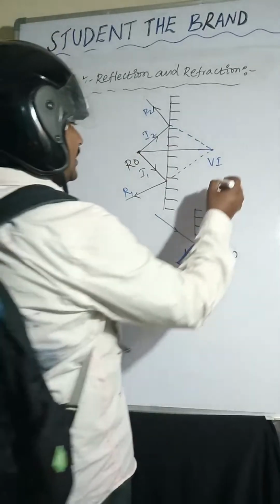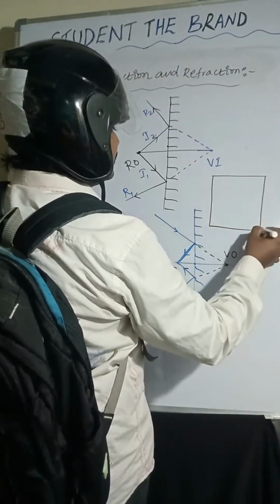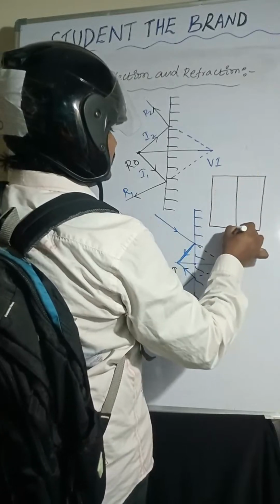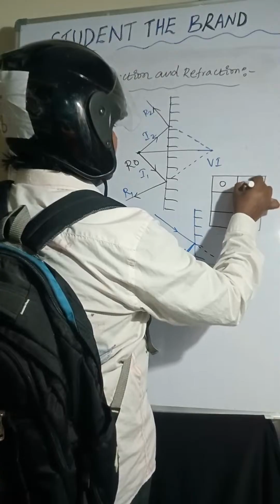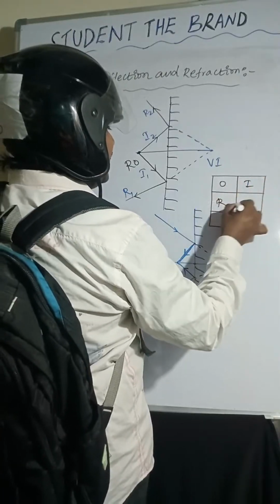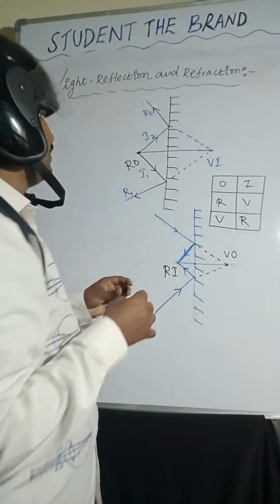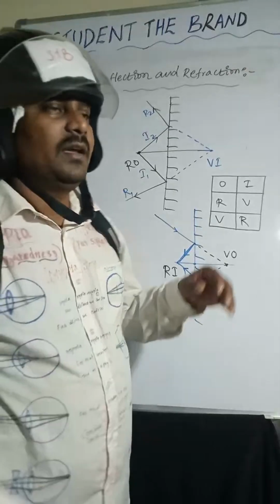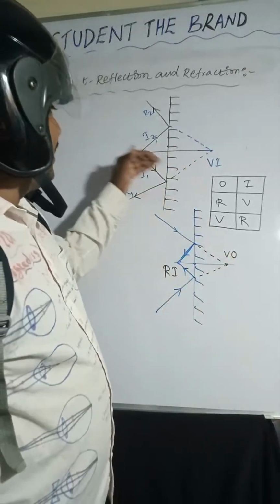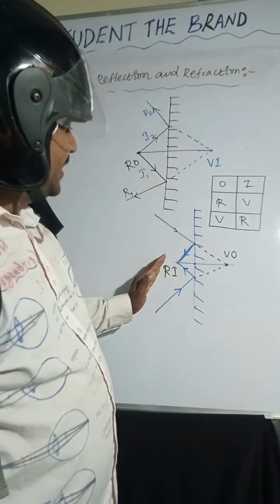Real image and virtual object, real object and virtual image. Now you can see here, object and image. Object is real, image is virtual. Object is virtual, image is real. Once again, listen carefully. Object is real, image is virtual. Object is virtual, image is real.